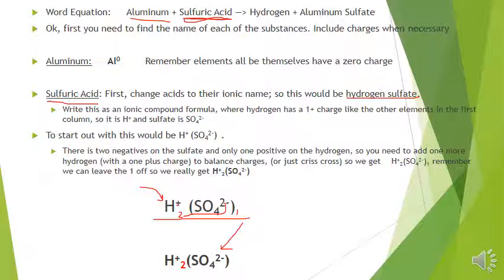So if you change the sulfuric acid to hydrogen sulfate, it'll be aluminum plus hydrogen sulfate yields hydrogen and aluminum sulfate. You can see how the names swap. So again, a sloppy way of writing it: aluminum plus hydrogen sulfate is going to give you hydrogen plus aluminum sulfate. Changing it to its ionic name right at the beginning actually helps figure out the product as well as how to write it in formula.